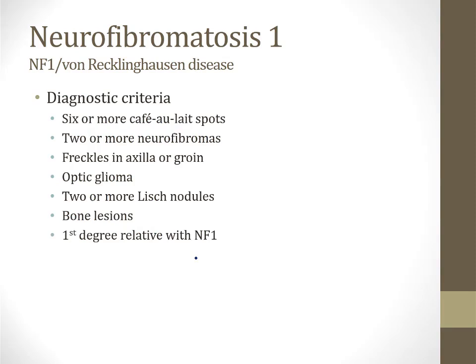Shown on this slide are the diagnostic criteria for neurofibromatosis. You don't need to memorize this, but all of these criteria should make sense to you. Patients, to have a formal diagnosis of neurofibromatosis, must have 6 or more cafe au lait spots, 2 or more neurofibromas, freckles in the axilla or groin. Remember, those are the unusual locations for freckles.